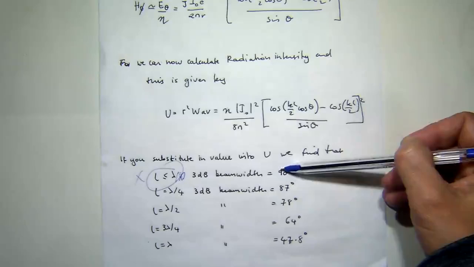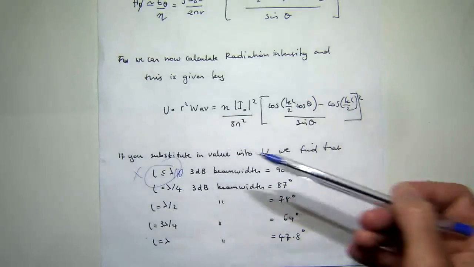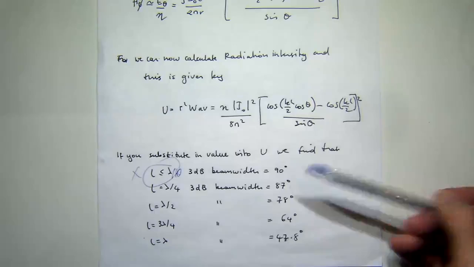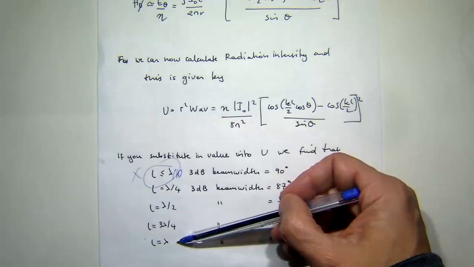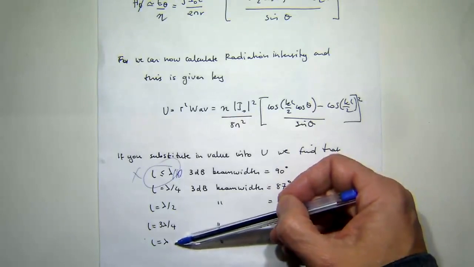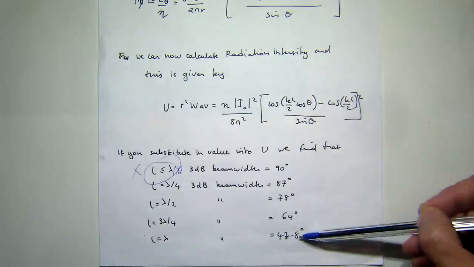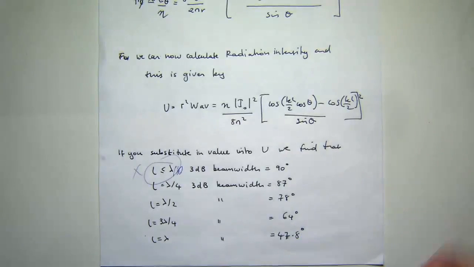its beam width is approximately 90 degrees; at a quarter of a wavelength, its beam width is about 87 degrees; and as we get closer to a full wavelength, we found out that its beam width is approximately 47.8 degrees. Now, when I'm saying beam width, what do I mean here? What was I specifically referring to?